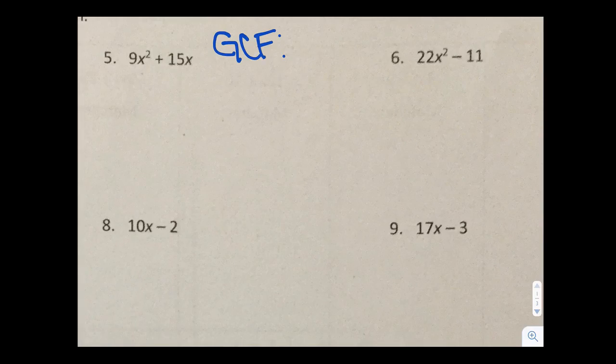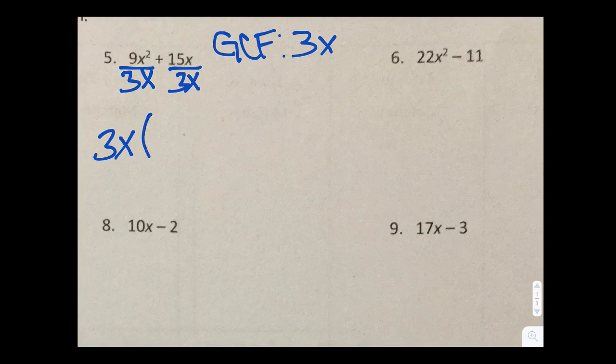Looking to find a GCF of 9 and 15. They both divide by 3. That's the greatest thing that they divide by. There are an x and an x squared here, so I'm going to divide by x because they have the x in common. I rewrite the GCF down, and it is 3x.